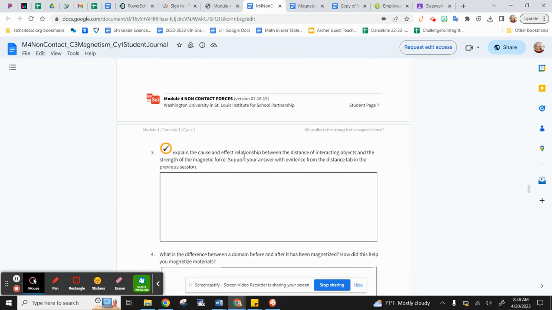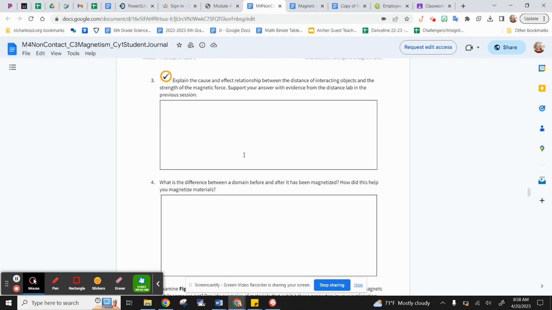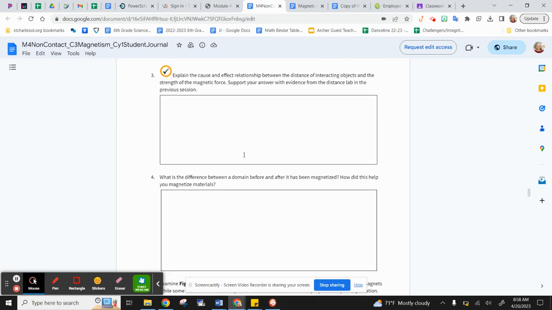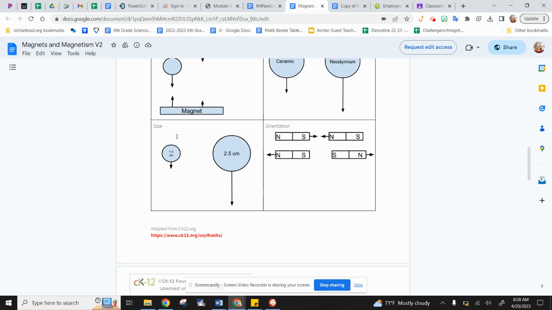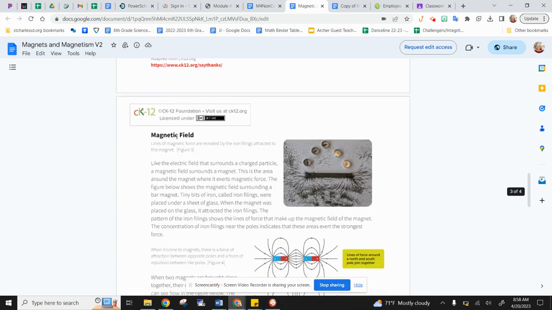Okay, number 3. Explain the cause and effect relationship between the distance of interacting objects and the strength of magnetic force. You can support your answer with evidence from the distance lab. So you could also look at your distance diagram here to help you. How does distance affect the magnetic strength or force?